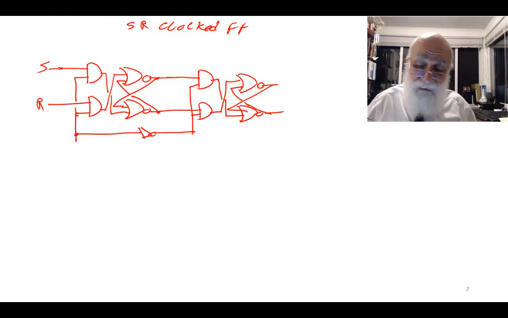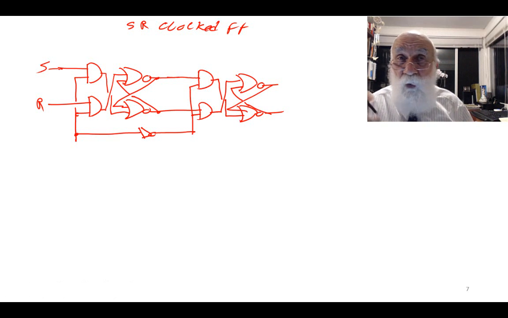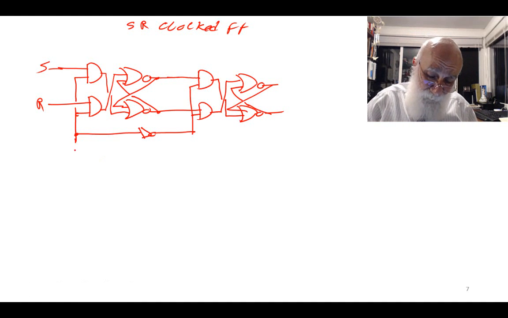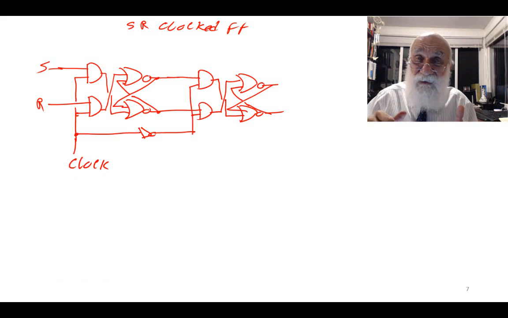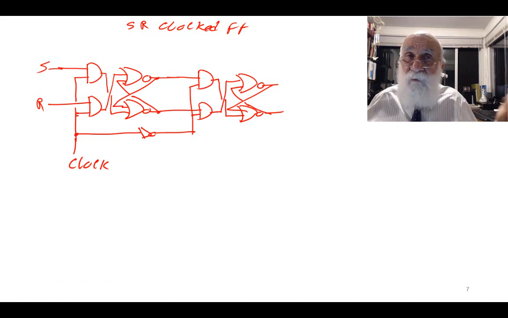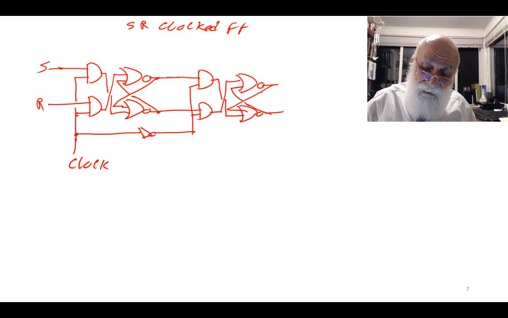The only problem with this is the 1-1 value. If my S and R become 1-1 at the same time, and you clock the circuit, then whatever memory you had is completely gone, erased. Okay. Let's look at a way of correcting this.